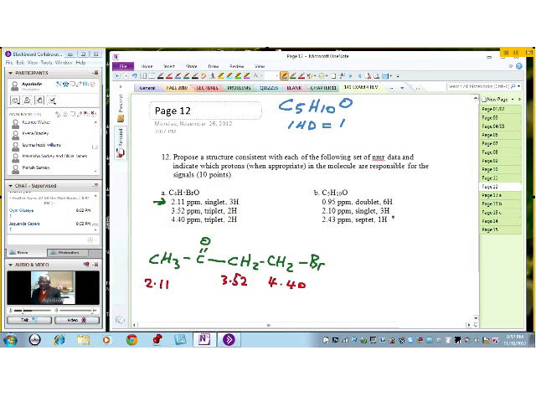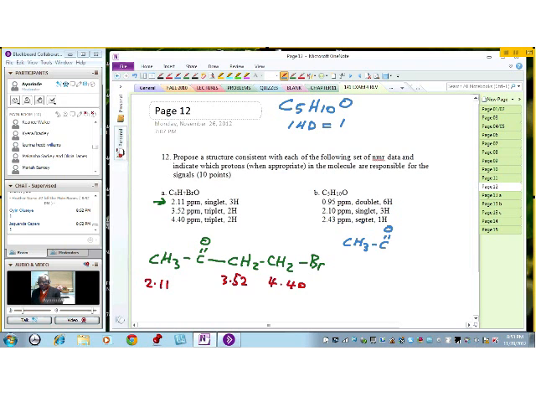Look at this here. 2.1, singlet, 3 hydrogen. Say it is possible that I have this. One index of hydrogen deficiency, and that will take care of that. Notice here, we only have 5 carbon atoms so far.